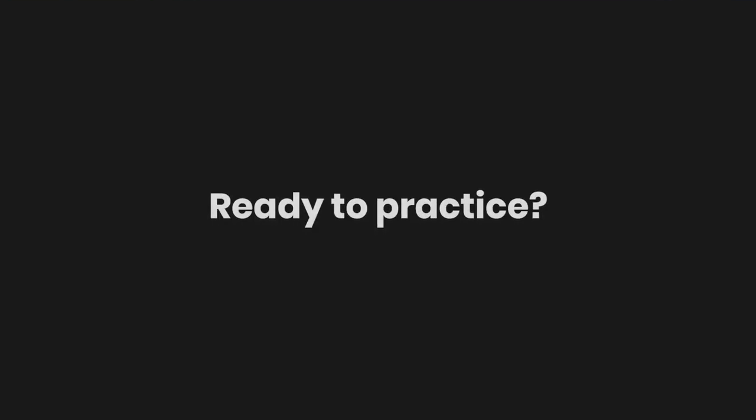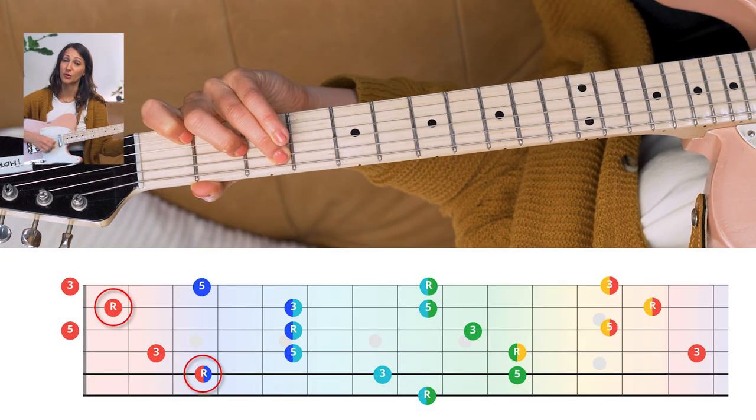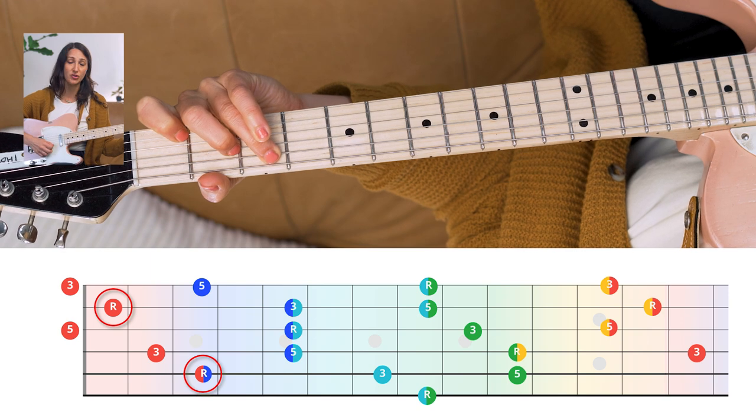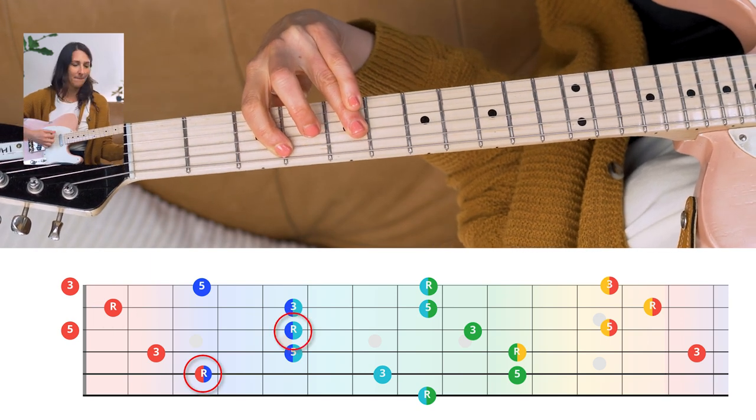If you're having trouble keeping up, you can always just press pause and do it on your own a little bit slower. Exercise one is going up in the key of C. For your C shape and A shape, we'll go root, root, strum. So it's a total of one measure. One, two, three, switch. Same thing in A shape.